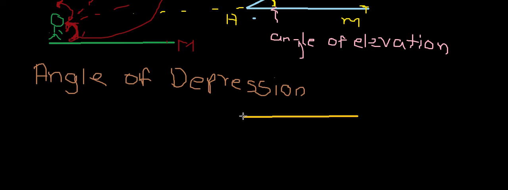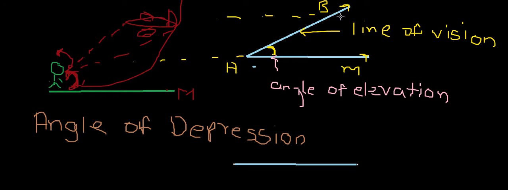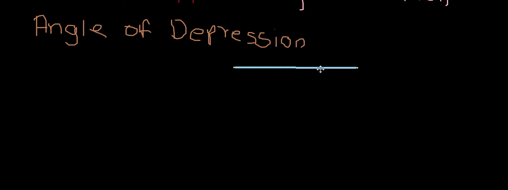So this is my line AM. I will use the blue color. So this is my line AM, and now, as the point B was above A, we will have some point. I'm taking it as point C.